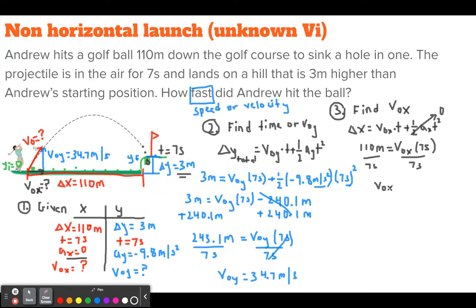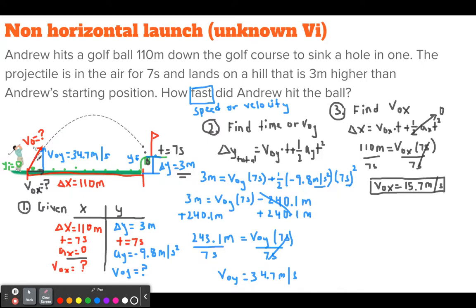And we find that the initial velocity in the x direction is 15.7 meters per second. Okay, so we have the x and the y components of our initial velocity. We are unfortunately not done because we need the magnitude of that velocity.